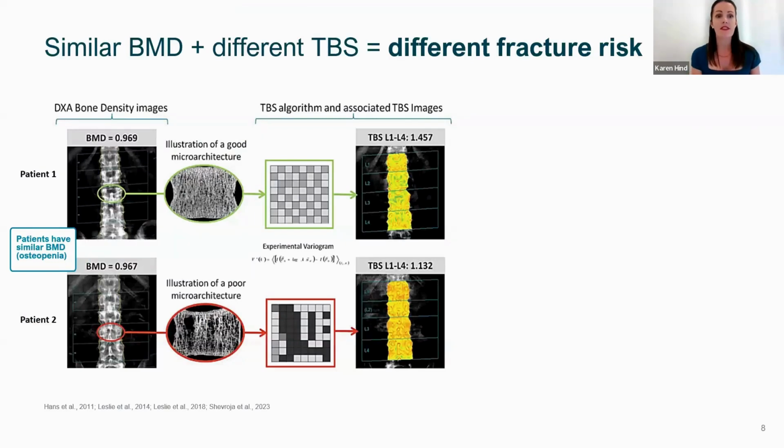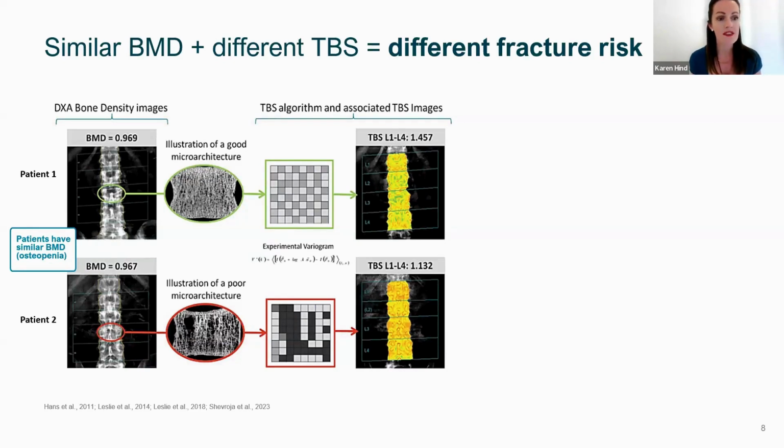So let's look at, I would say, a basic schematic of how we can see how TBS actually works in practice. A good example is to consider two patients who may have the same BMD, but different TBS. If that's the case, then these patients will have a different risk of fracture. Here on the screen, you will see patient 1 and patient 2.